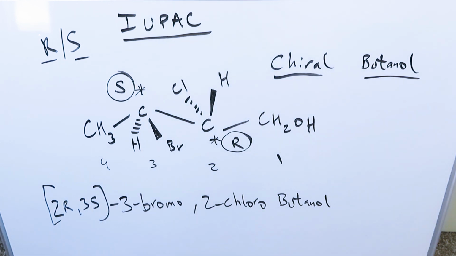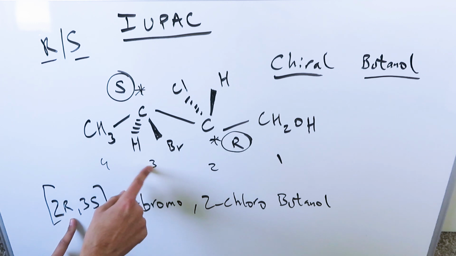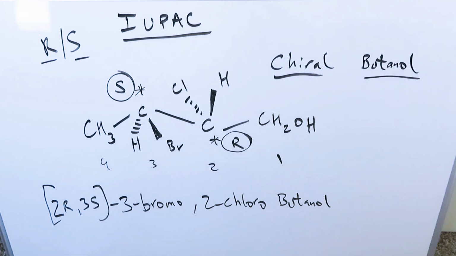This compound here is 2R, 3S. Carbon 2, which is a chiral carbon, has an R designation. Carbon 3, which is chiral, has an S designation. As we see, 3-bromo, 2-chloro, butanol, and it's done, and it should be right.